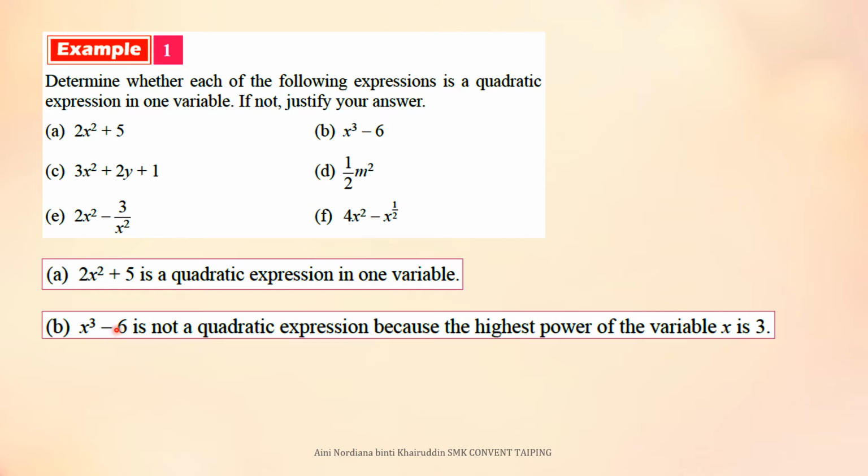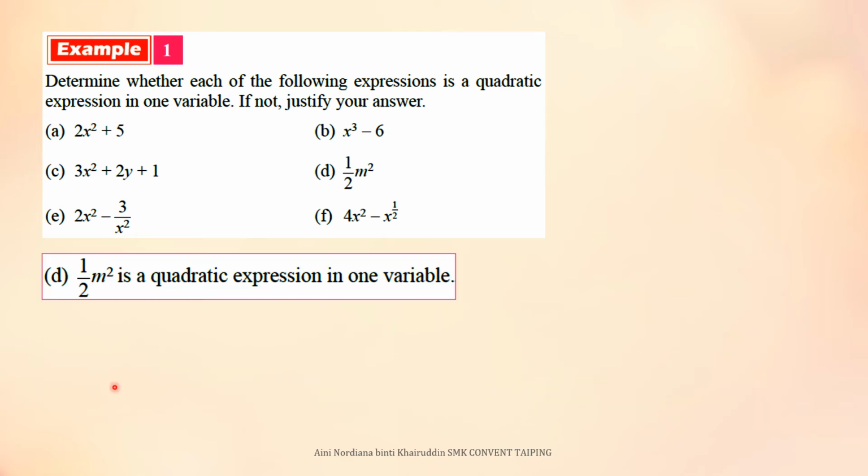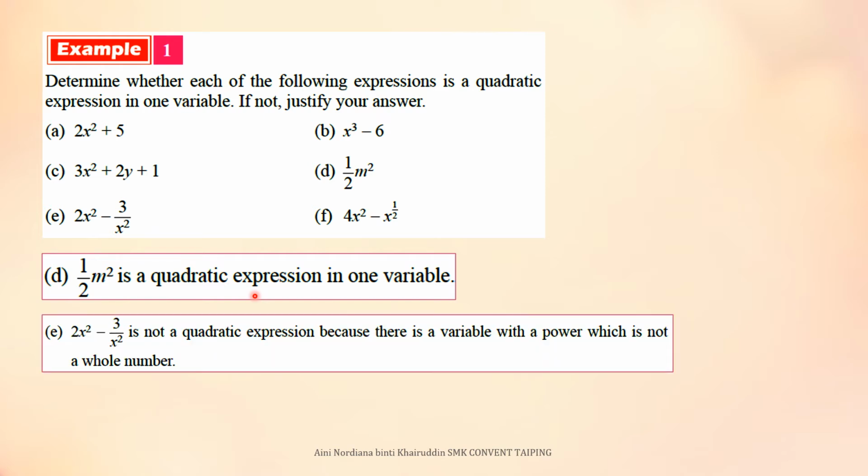Quadratic expression, the highest power must be 2. Okay. For C, 3x squared plus 2y plus 1 is not a quadratic expression in one variable because there are two variables, which is x and y. 1 over 2m squared is a quadratic expression in one variable.